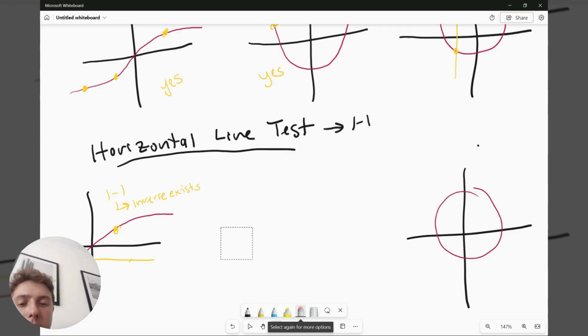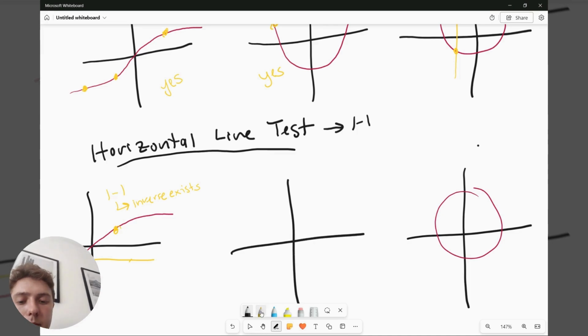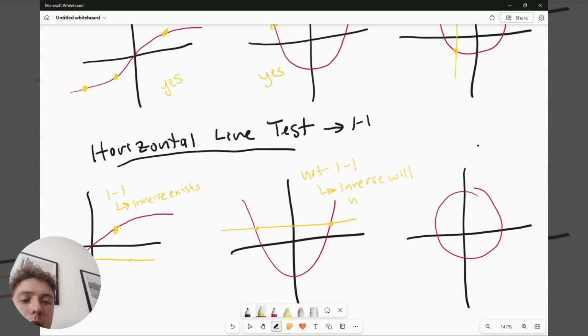Let's redraw our diagram. So if I use a horizontal line, that will prove to me what we just showed. It will tell me that because this horizontal line touches more than once, it is not one-to-one, and therefore its inverse will not be a function.